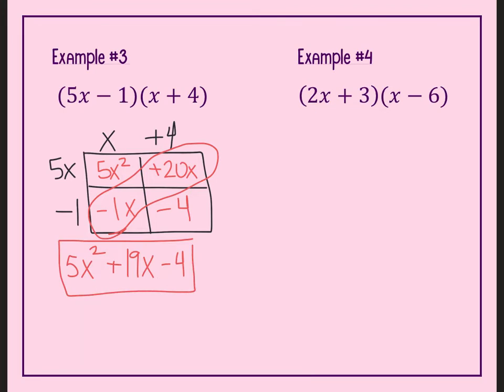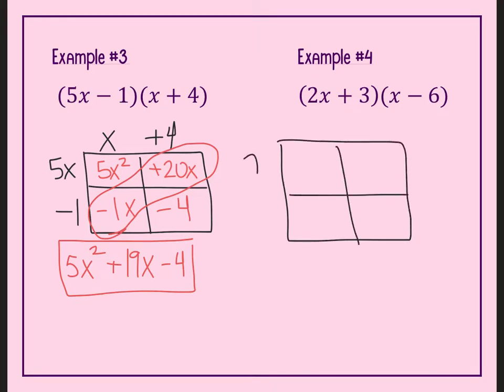So we're going to try that again. We have 2 terms times 2 terms. We have a 2x plus 3, and we have an x minus 6. So multiply these two terms right here. 2x times x is 2x squared. 2x times negative 6 is negative 12x. 3 times x is a positive 3x. And 3 times negative 6 goes right here. That is a negative 18.